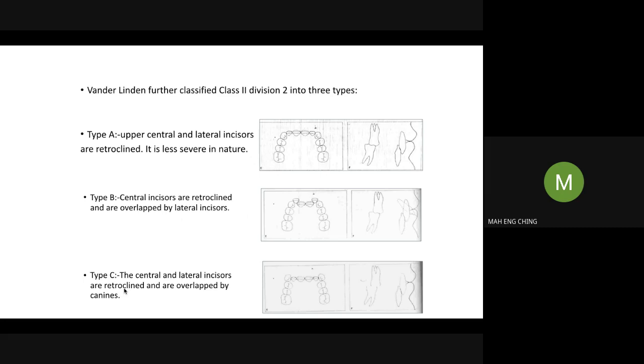So type C is a more severe one. Then the central and lateral incisor are usually retrocline and overlapped by the canine. You see these 4 incisors, they're all retrocline, then they're behind this canine. So this is a more severe class 2, division 2.